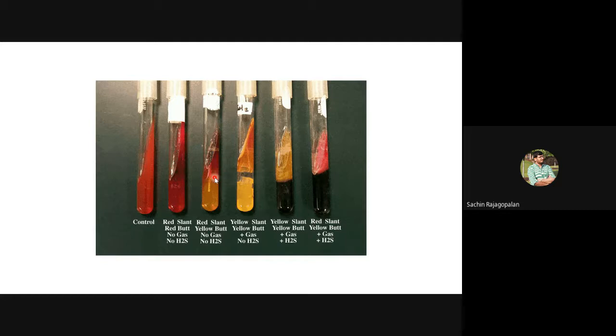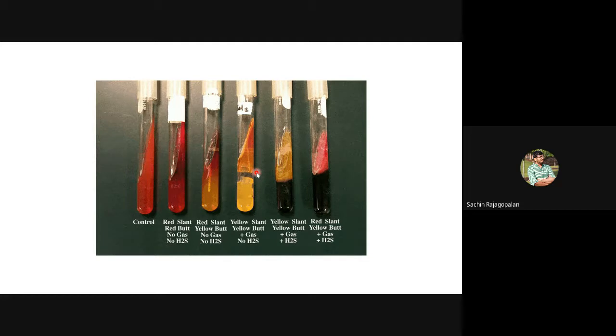Toh iska kya matlab hota hai? What will you deduce out of this? What is being utilized? Dextrose. Dextrose is responsible for which color? Yellow color. And red color is due to utilization of peptone. Very good.